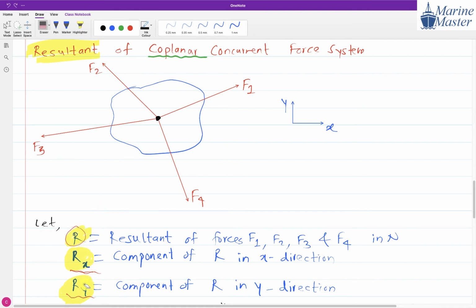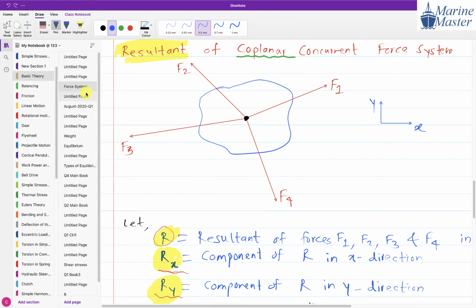We will get its components, sir. Rx and Ry. We will get Rx and Ry, and by using Rx and Ry, we will get the resultant force. You are getting my point? It is the same way as F. R is also one force now. So how to get R? We will see that also.